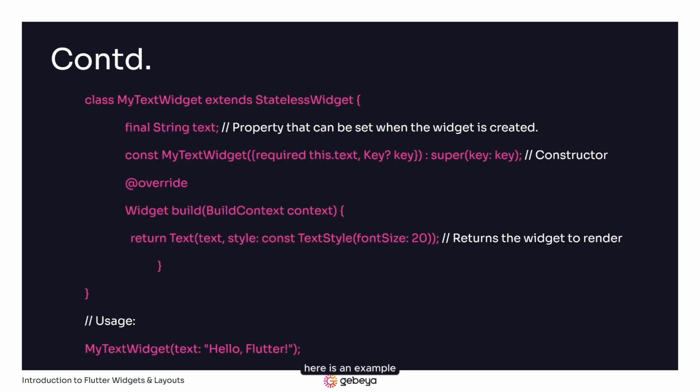Here is an example. In this example, the myText widget receives a text property when it is created, and it uses the build method to display that text on the screen.